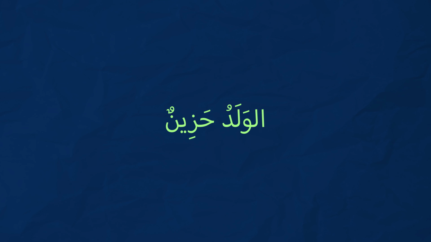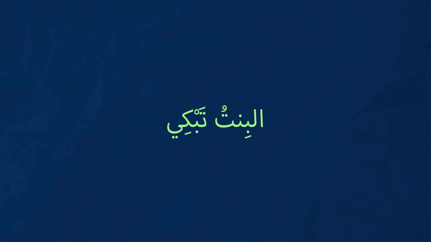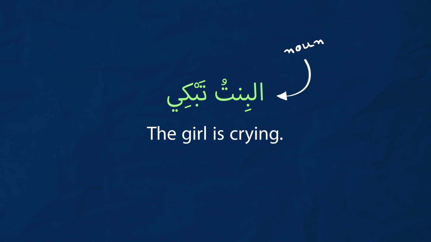Al-waladu hazinun. The boy is sad. Now, we can also have a sentence that begins with an ism and is then followed by a verb. For example, Al-bintu tabki. The girl is crying. Pay attention here to the verb-subject agreement. In a nominal sentence, if there is a verb, the verb agrees with the subject in both number and gender.